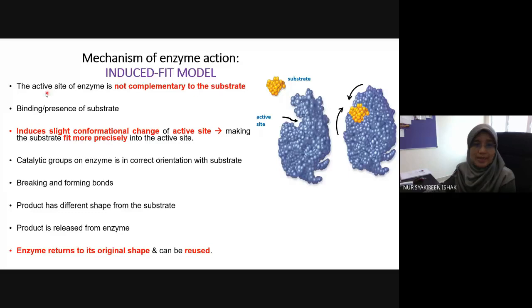Not complement, the active site not complement to the substrate, induce conformational change of the active site, and then all that breaking bond, product form, and then enzyme returns to its original shape at the end of the reaction and can be reused. Okay, soalan macam ni kalau keluar exam, worth mark dia 3-4 markah macam tu. Okay.